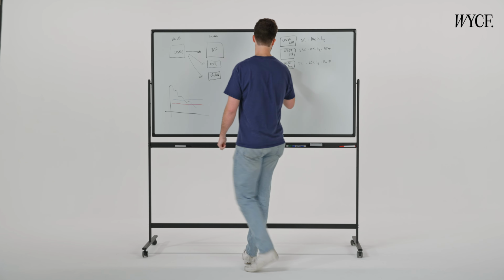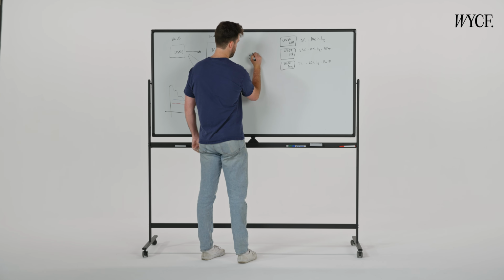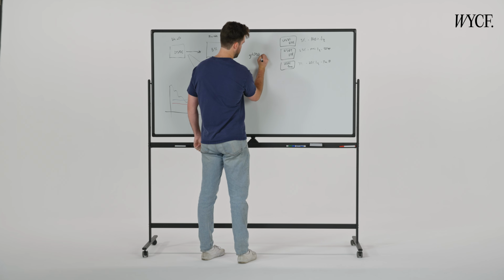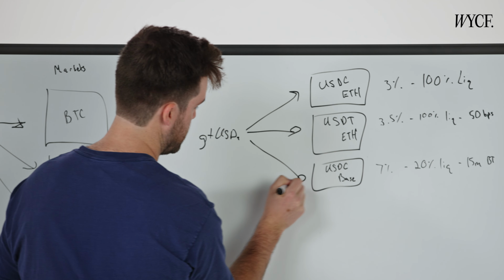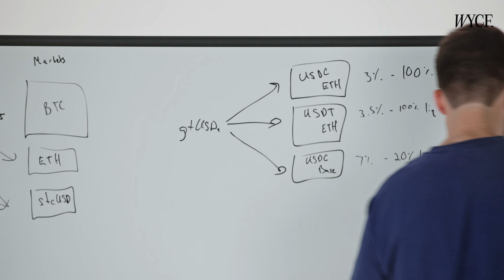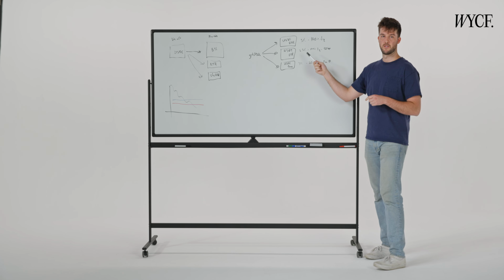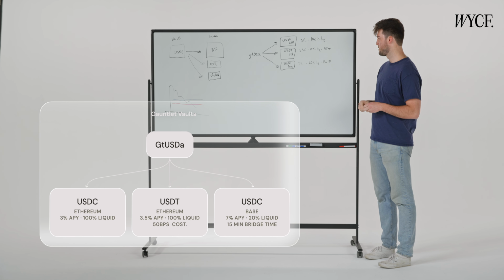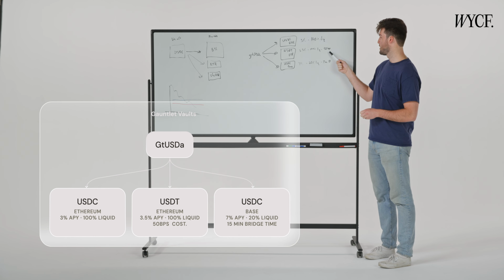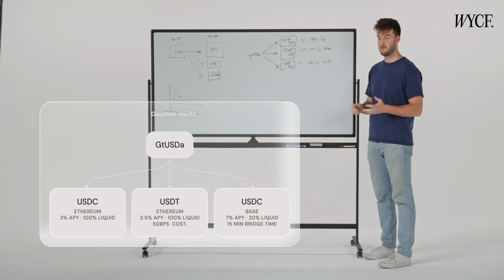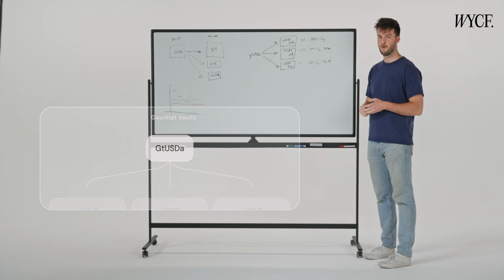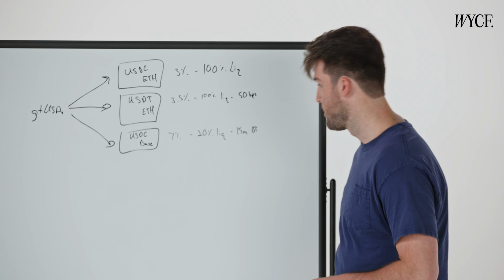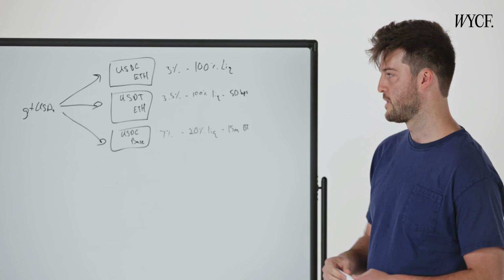Now, this is where gtUSDa comes in. gtUSDa sits a layer above and makes these allocation decisions subject to the methodology of the vault. What is my target yield profile? What is my target liquidity profile? And how do I constantly monitor my execution costs and my trade sizing to make sure I'm responding to these changing dynamics appropriately?